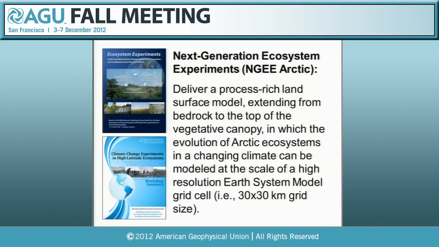And so what we're calling the Next Generation Ecosystem Experiments Project, or NGEE Arctic, is a project that has come out of a number of reports from 2008 and 2010, where we have been given a mandate to develop a process-rich land surface model for the Arctic that encompasses not only the processes that are important, but also this issue of dynamic landscapes, such that we can represent both of those at high resolutions within global Earth system models.